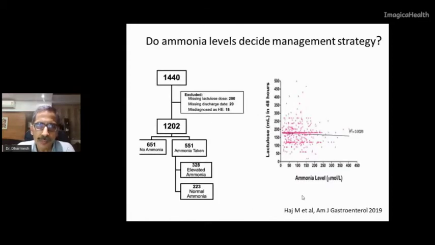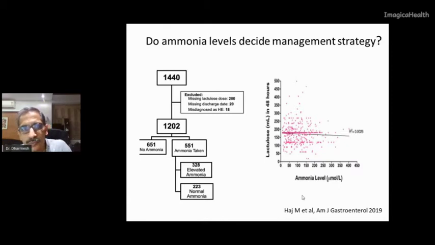For this, this is probably the most impactful study. This was again work from Don Rockey's group. What they did was that over a 10-year period, they enrolled patients. They looked at the data of patients who were admitted with HE, and they found there was a group in whom the ammonia levels were measured at the time of admission and those in whom it was not measured. They found that in those in whom it was measured, 328 out of 551 had elevated ammonia levels, and 223 of the 551 did not have ammonia levels.